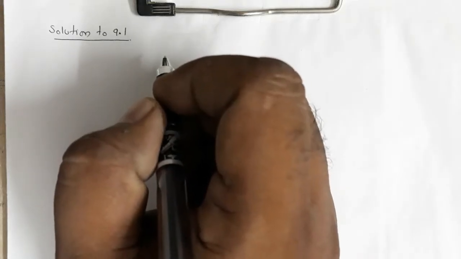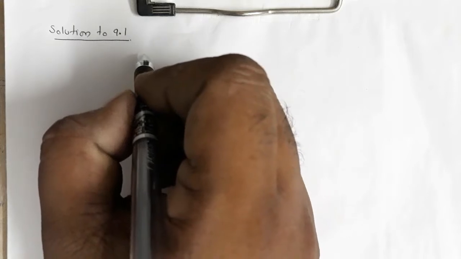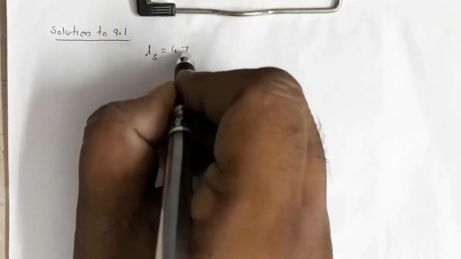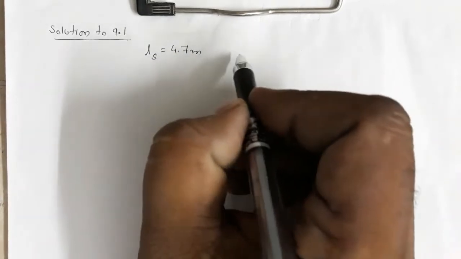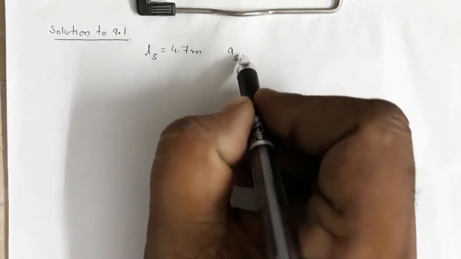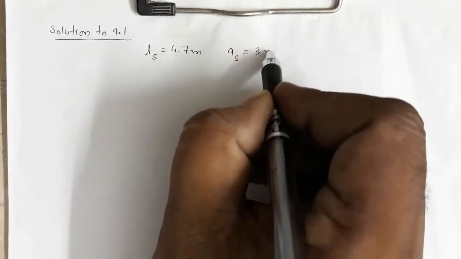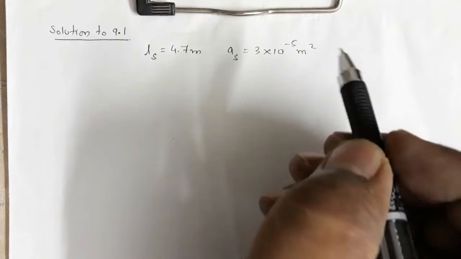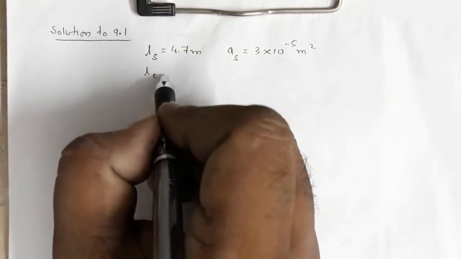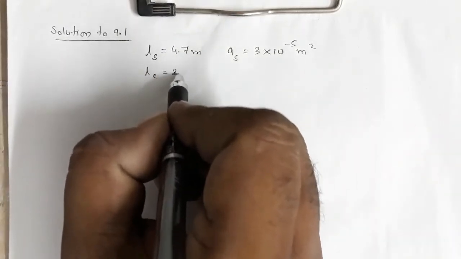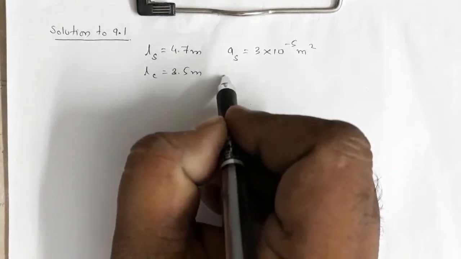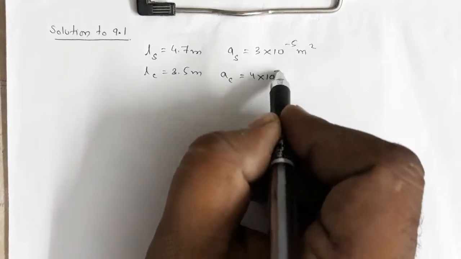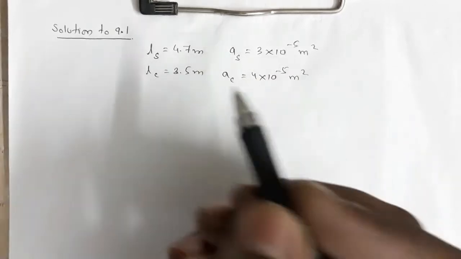So in the question, what is all the information given? Length of steel wire is given to be 4.7 meter, and area of steel wire is given to be 3 into 10 power minus 5 meter square. Now length of copper wire is given to be 3.5 meter and its area is given to be 4 into 10 power minus 5 meter square.